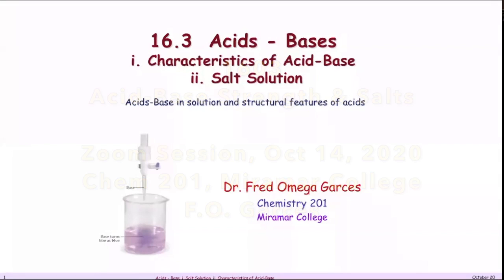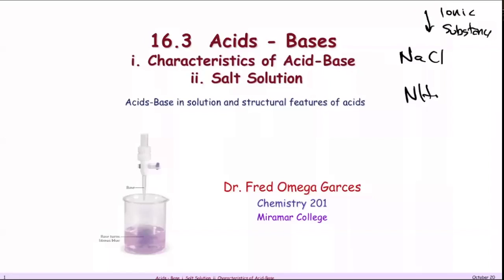Characteristics of a salt. First of all, let me remind you what a salt is. A salt is an ionic substance. Sodium chloride is a salt. And you guys know that because we call sodium chloride salt in terms of its common name. But ammonium carbonate is also a salt. Why? Because it's got a cation and an anion.